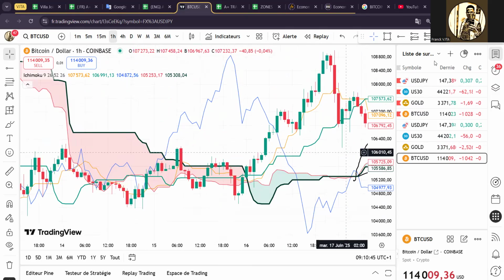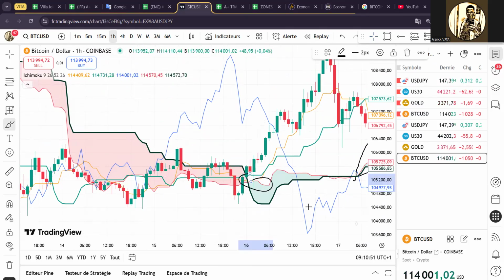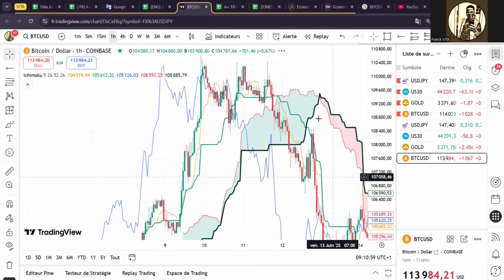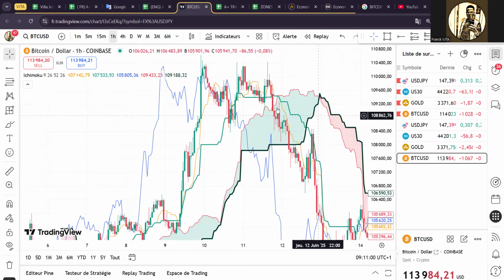Because we say Ichimoku lines are resistance and support walls, right? But in this case, you need to understand when that wall stops the price and when it doesn't. So that's what I'm trying to tell you. Sometimes it can, sometimes it cannot.